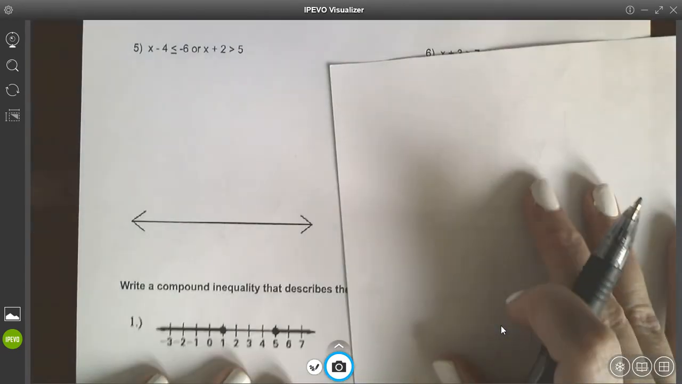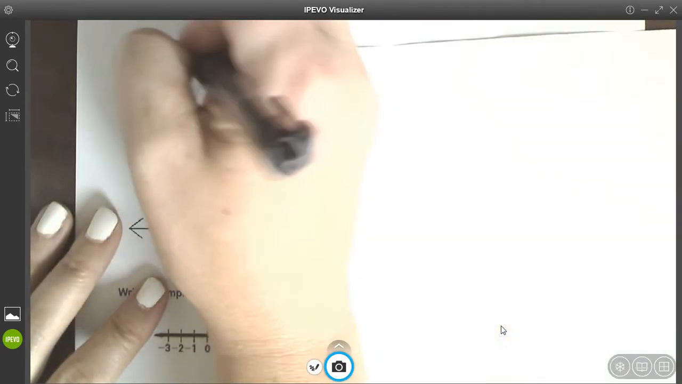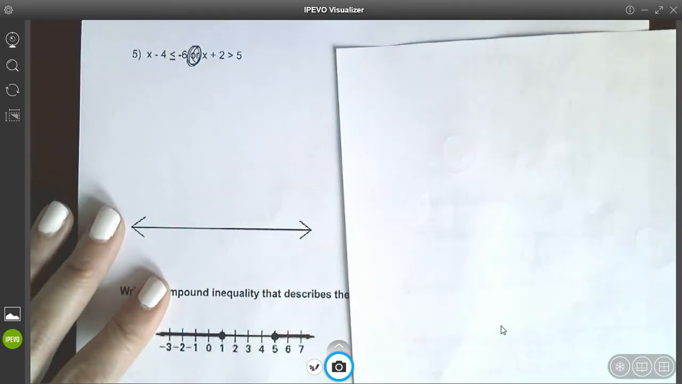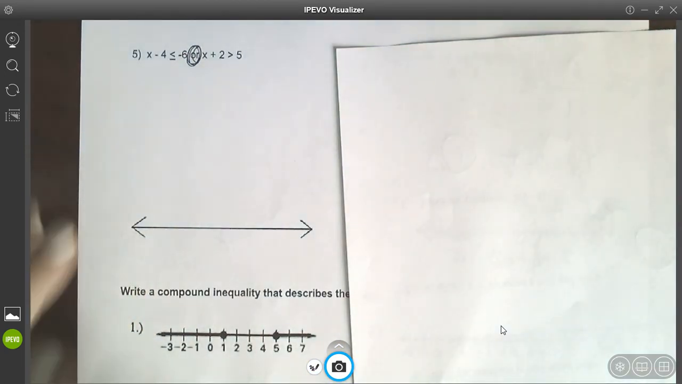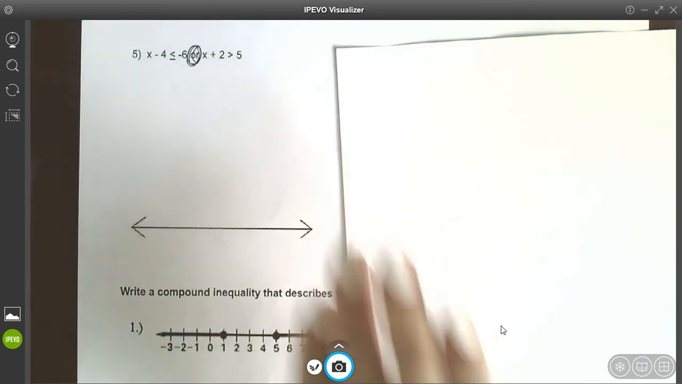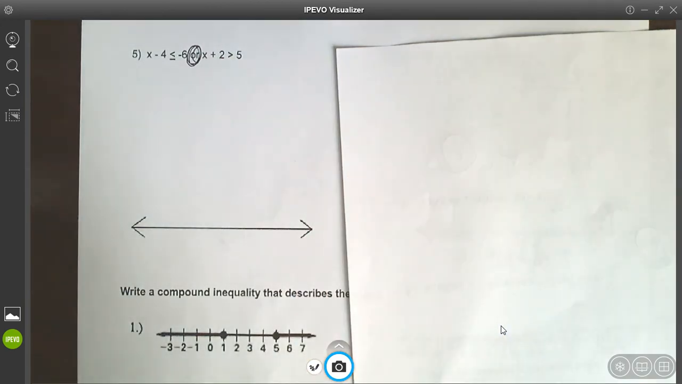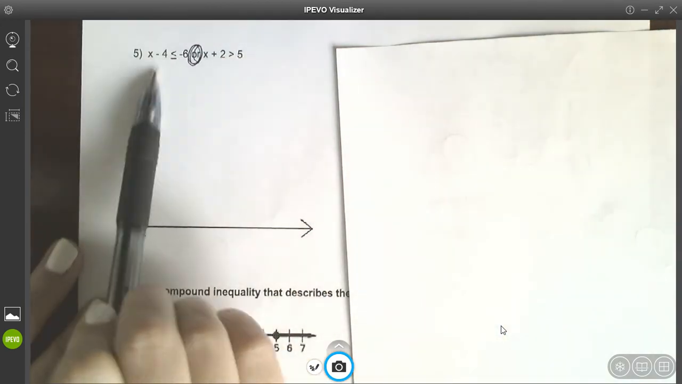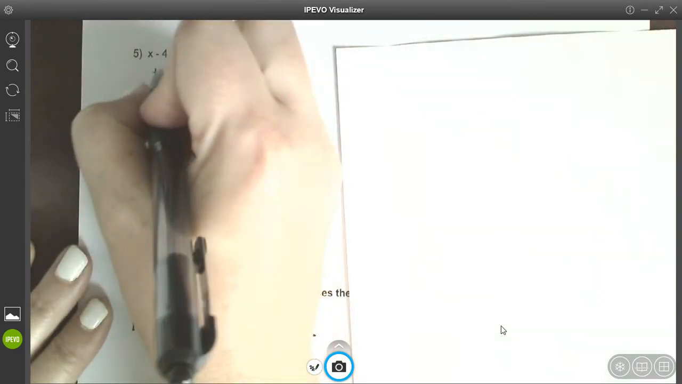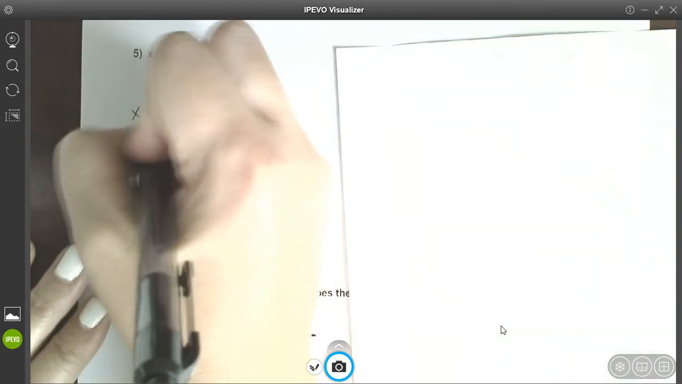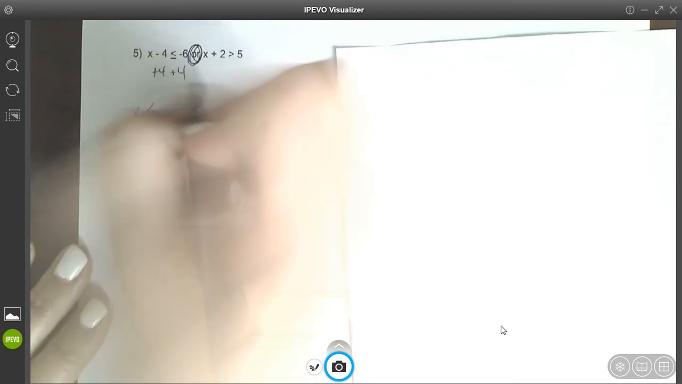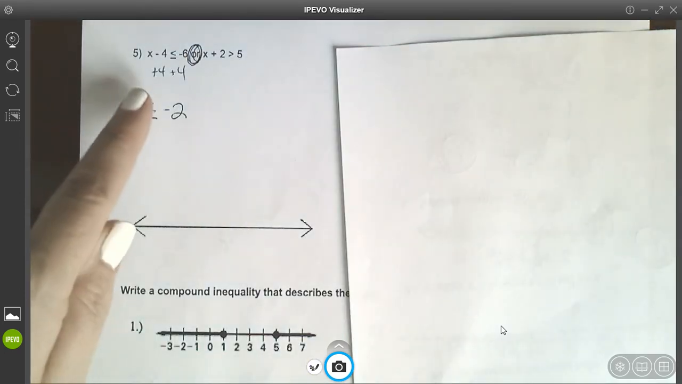All right, the next type has an or in the middle. So this actually says the word or, and you're solving them as 2 separate problems. Do not intermingle them at all. So I'm going to focus on this first one. If I had to solve this first one, I would add 4, and I would get x is less than or equal to -2. So I only touched this one.